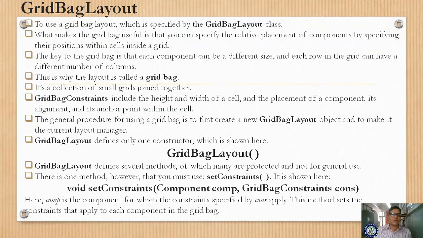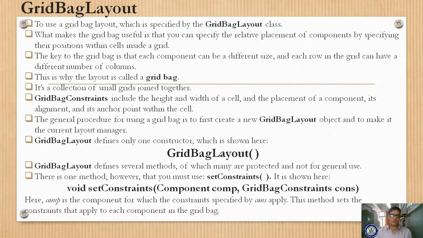The key to the grid bag is that each component can be a different size and each row in the grid can have a different number of columns. So the main importance of this grid bag is whenever each component is of a different size and each row in the grid can have a different number of columns. Different controls you are placing in different rows and columns. The rows and columns are also of varying sizes. This is why the layout is called grid bag.